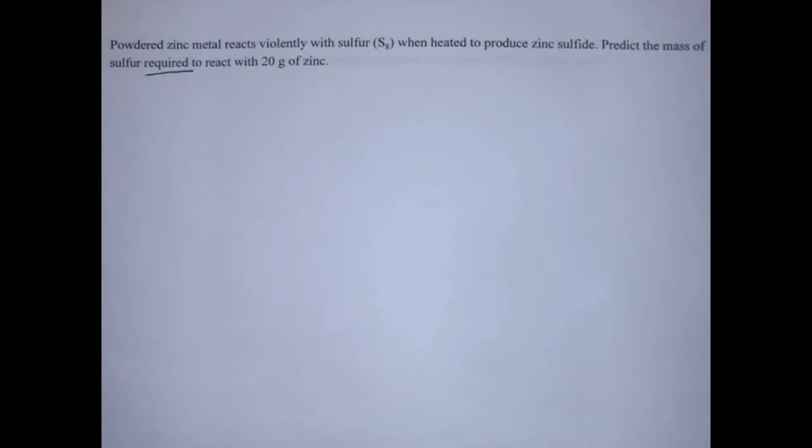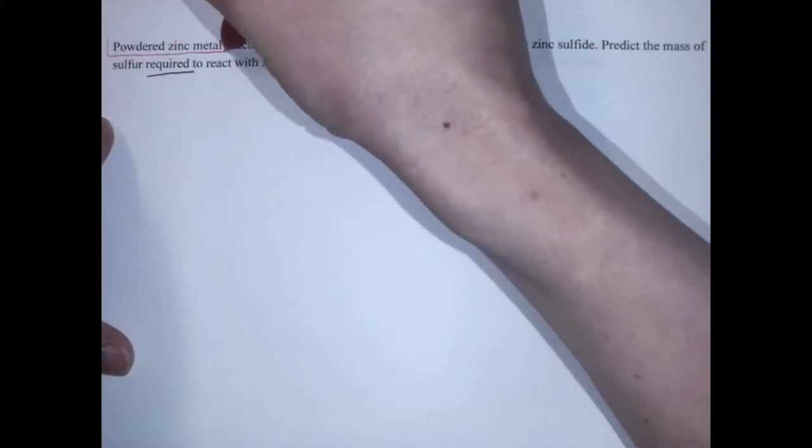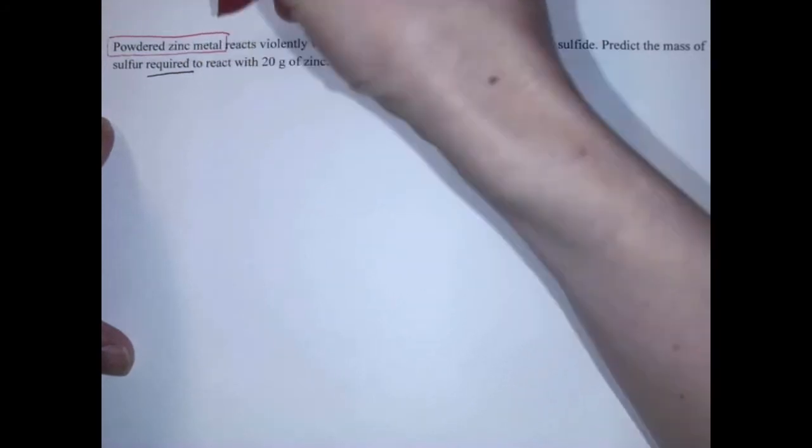So it says that powdered zinc metal reacts violently with sulfur. The first thing we actually really need to do is write down a balanced chemical equation. So I'm going to get started and I'm going to highlight a few things for you, or rather I should say outline. I don't have my highlighter here today.